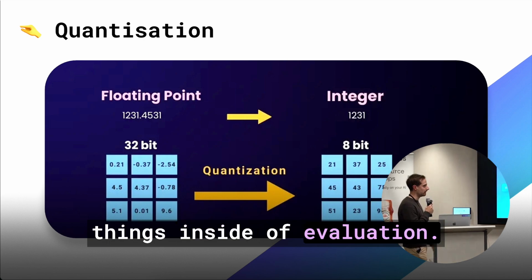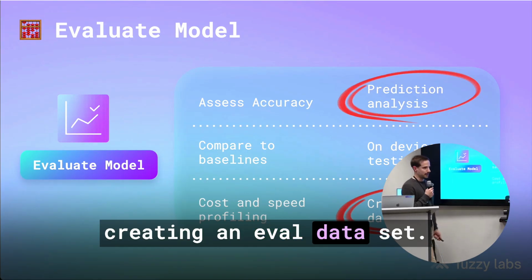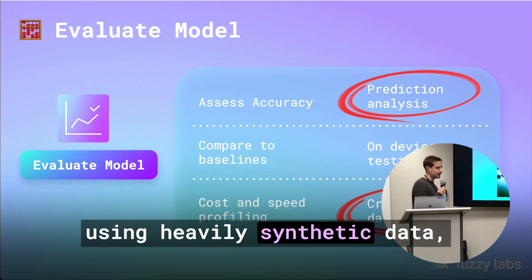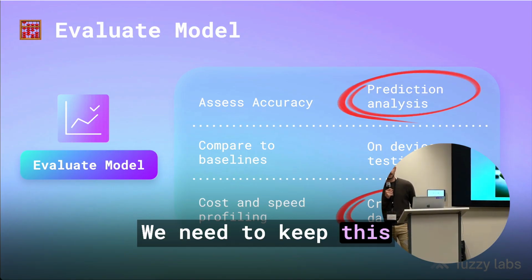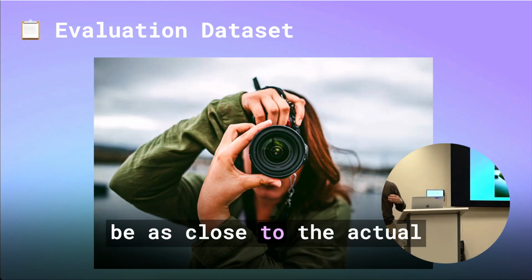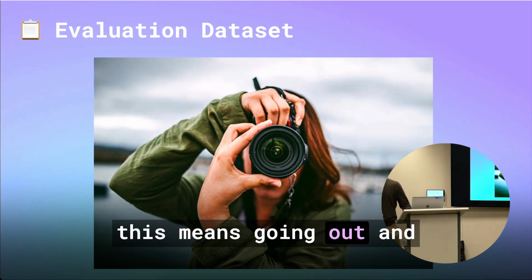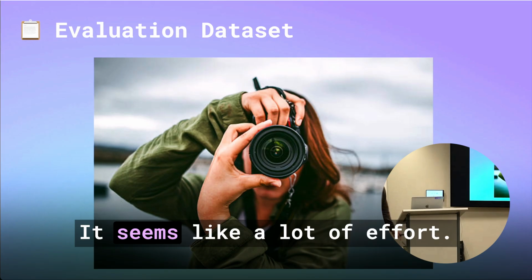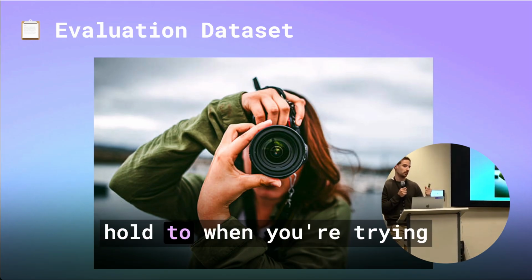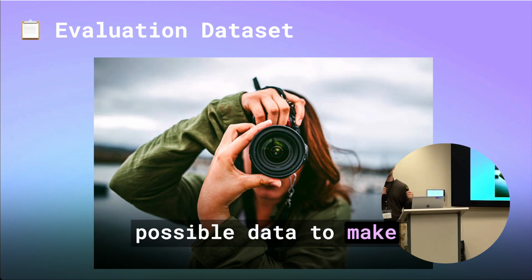Again, lots of different things inside of evaluation. With this, I'm going to focus on prediction analysis and creating an eval data set. Again, we're working with a very small data set. In this case, we might be using heavily synthetic data, heavily augmented data. We need to keep this out of our evaluation set as much as possible. Our evaluation set needs to be as close to the actual real production data that we'll see as possible. In a lot of cases, this means going out and taking your own pictures, which we've done. It seems like a lot of effort, but it's worth it because your evaluation data set is the one thing that you can hold to when you're trying to explain to people how accurate a model is. You want as good as possible data to make that benchmark reliable.